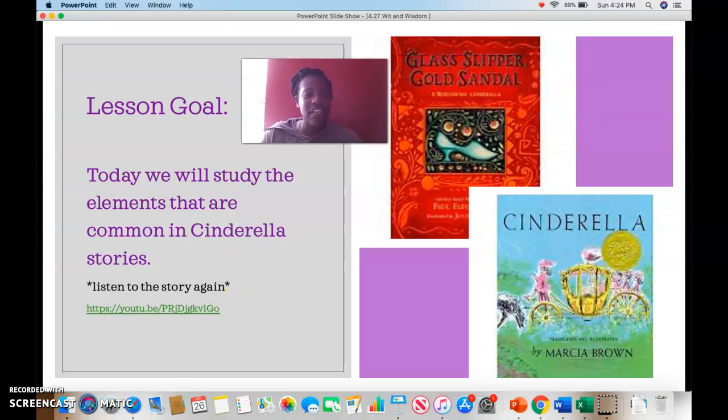So our lesson goal for today is we will study the elements that are common in Cinderella stories. Right here at the bottom of the page, I have where you can click on the link and listen to the story before you continue on with the lesson for today. We always want to refresh our memory with the book that we're reading for each lesson. This is the book that I would like for you to read, Cinderella by Marcia Brown. You do not have to go back and necessarily read Glass Slipper, Goat Sandal unless you have time and you want to enjoy that book again.